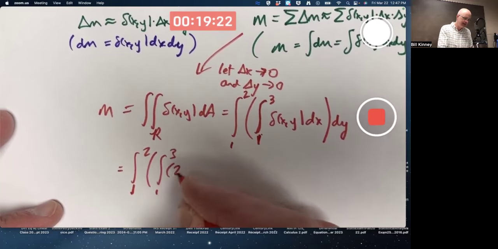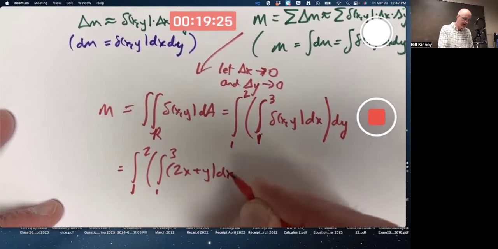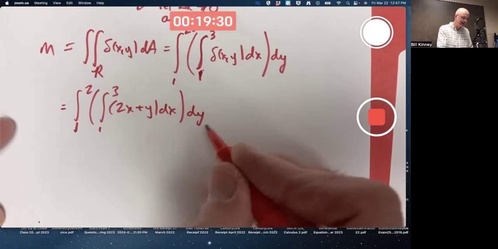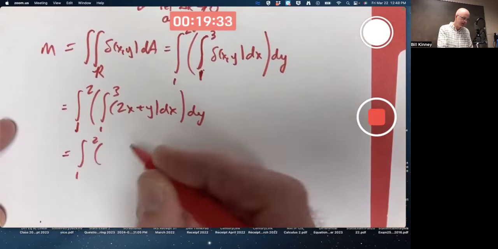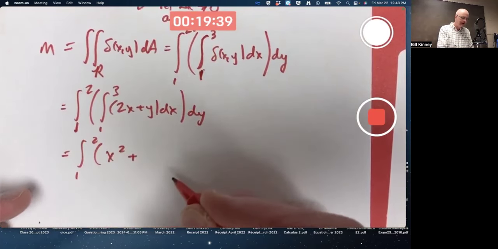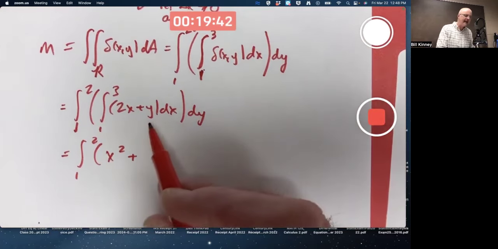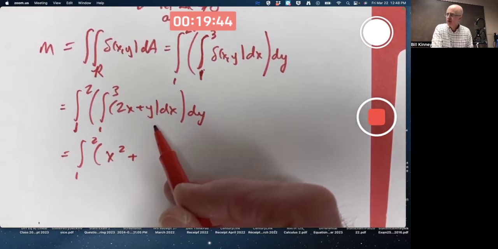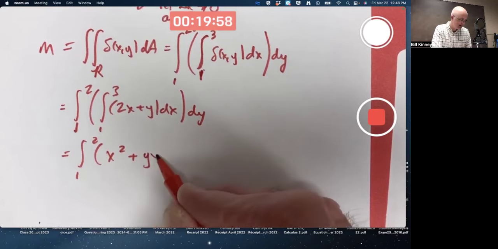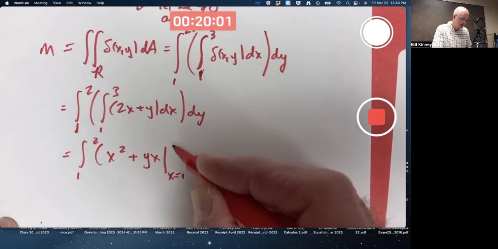Keeping parentheses, the delta function is 2x plus y. I'm integrating first with respect to x, treating the y as a constant. Keep using parentheses. Integrate 2x, I get x squared. Integrate y does not give me 1/2 y squared because I'm treating the y like a constant. Pretend it's 10. If that y were a 10, integrate with respect to x, I get 10x. In general, I get y times x. X goes from 1 to 3.